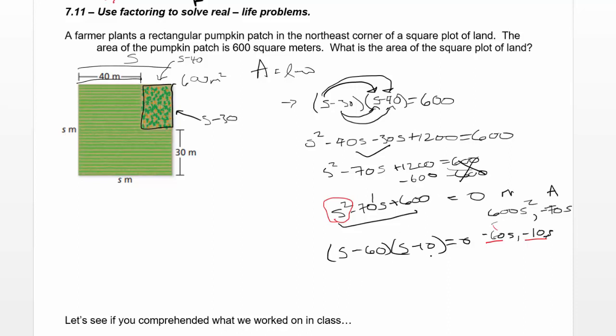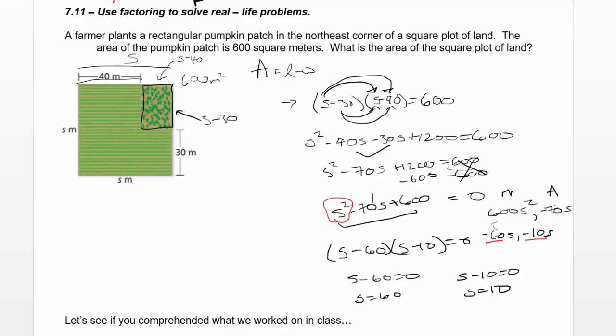So what does this tell me? What are the solutions to this equation? What I need to find are S's that make either one of these two terms 0. I think those are going to be either an S that makes S minus 60 equal to 0, which is positive 60, or an S that makes S minus 10 equal to 0, which is positive 10. We have two possible solutions. We need to check to make sure that they make sense.